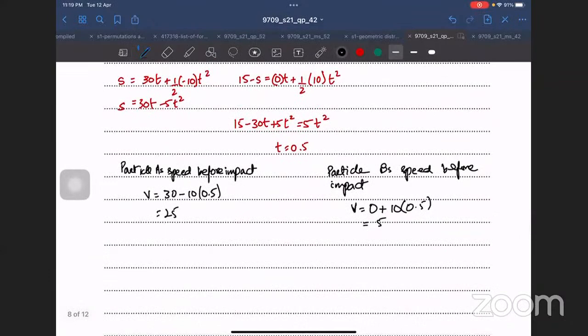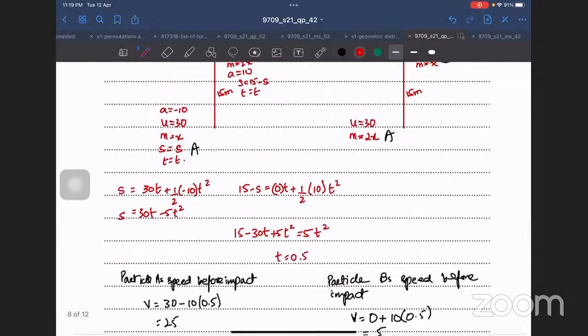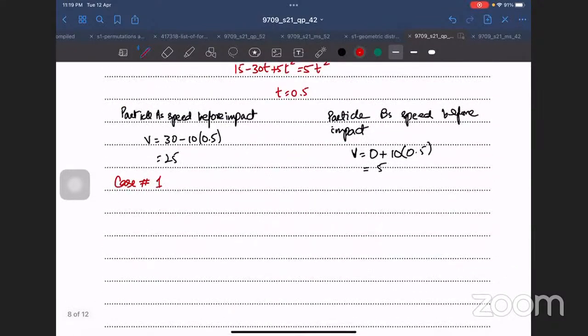Okay. So in case number one, where the mass of A is x and the mass of B is 2x, I'm going to say that momentum before equals momentum after. Momentum before would be 25 into x plus minus 5 into 2x. And the combined momentum would be 3x into v.